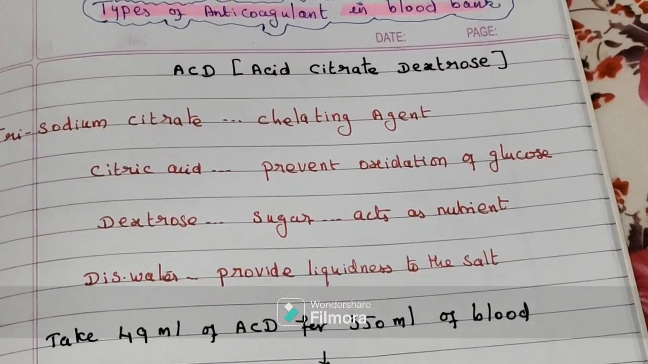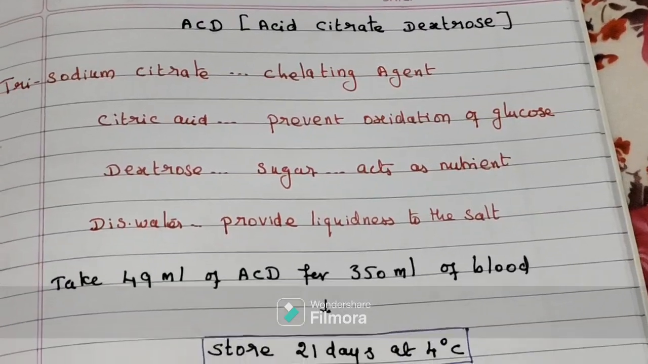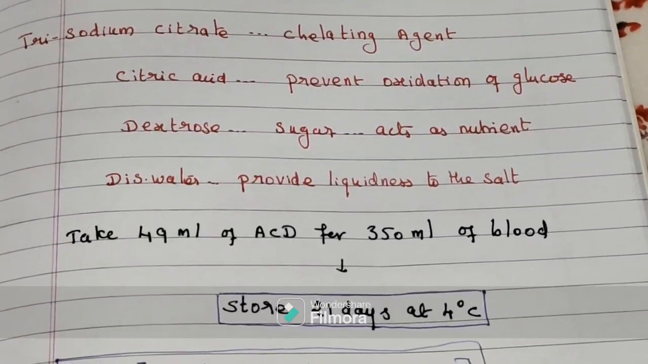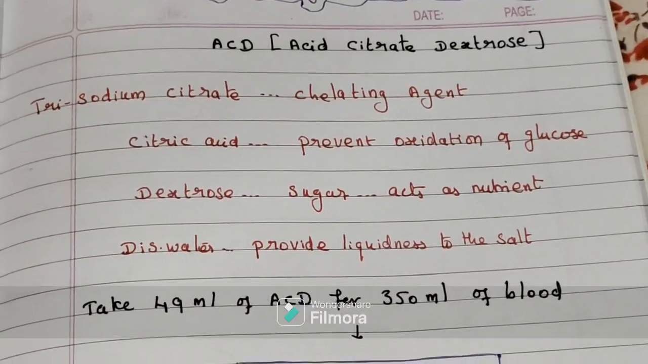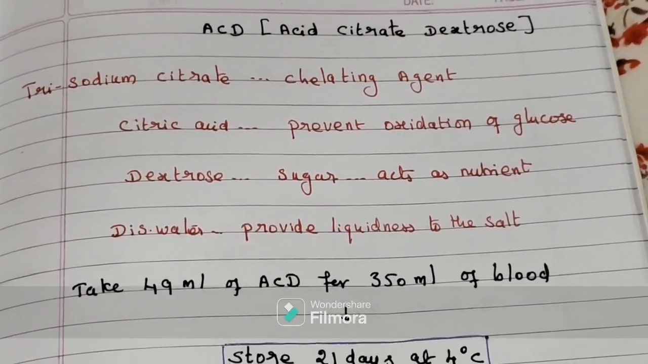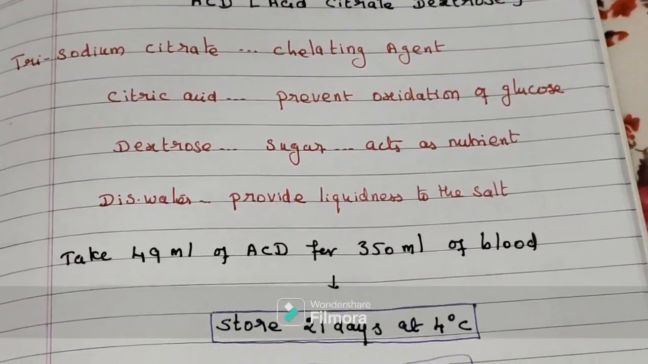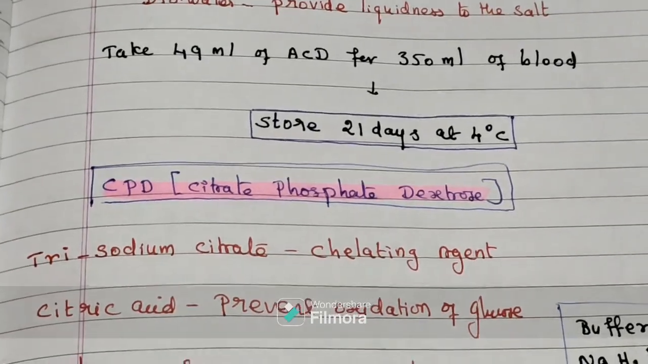We take 49 ml of ACD, acid citrate dextrose, for 350 ml of blood. We can store it for 21 days at 4 degrees Celsius.